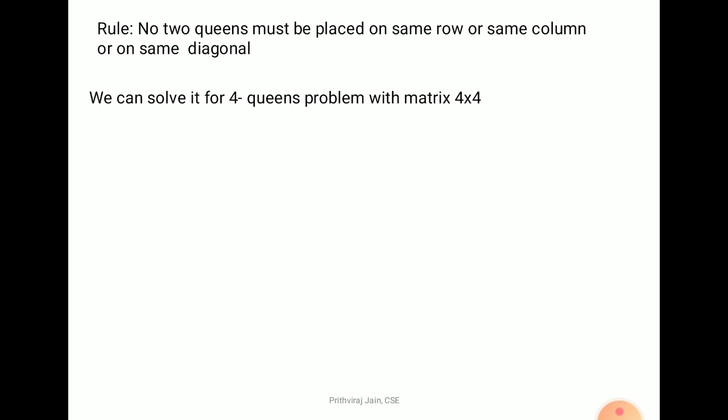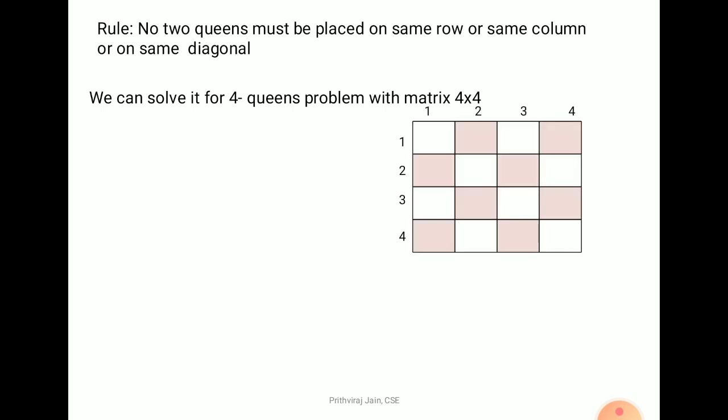That means we should have a 4 cross 4 matrix. Let us consider one chessboard of 4 cross 4. Initially, we'll place the first queen on the first position. It is not necessary to place the first queen on the first position itself; we can place it anywhere arbitrarily. But here in this example, I'll consider the first position as my initial position. So let us place queen 1 in the first position. And according to the rule, we can't place any other queens on the same column and on the same row as well as on the same diagonal.